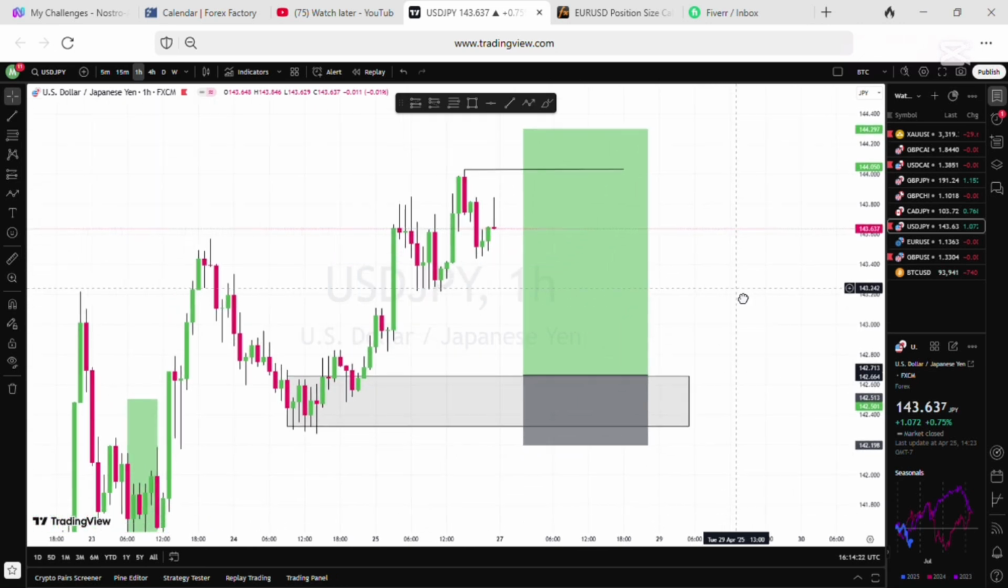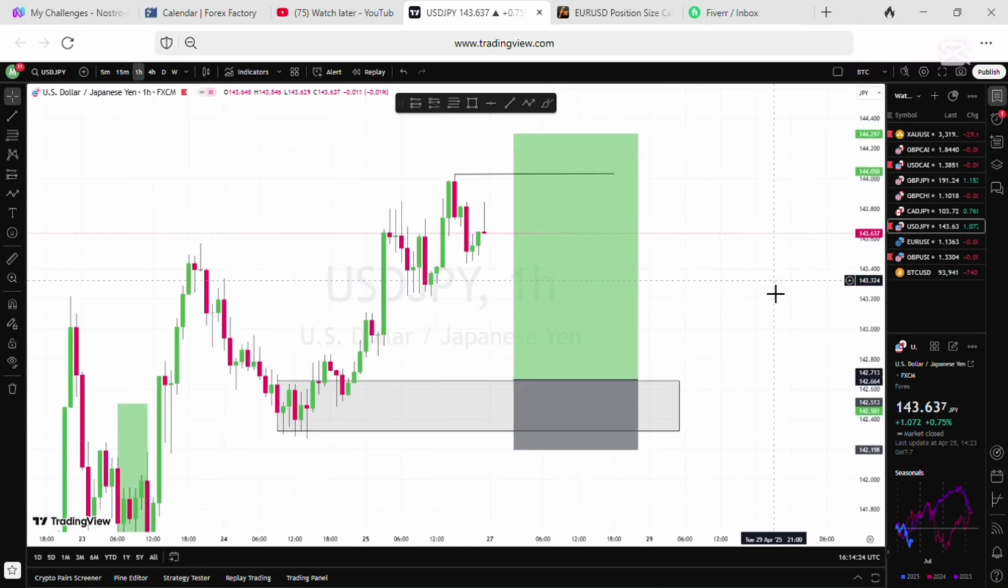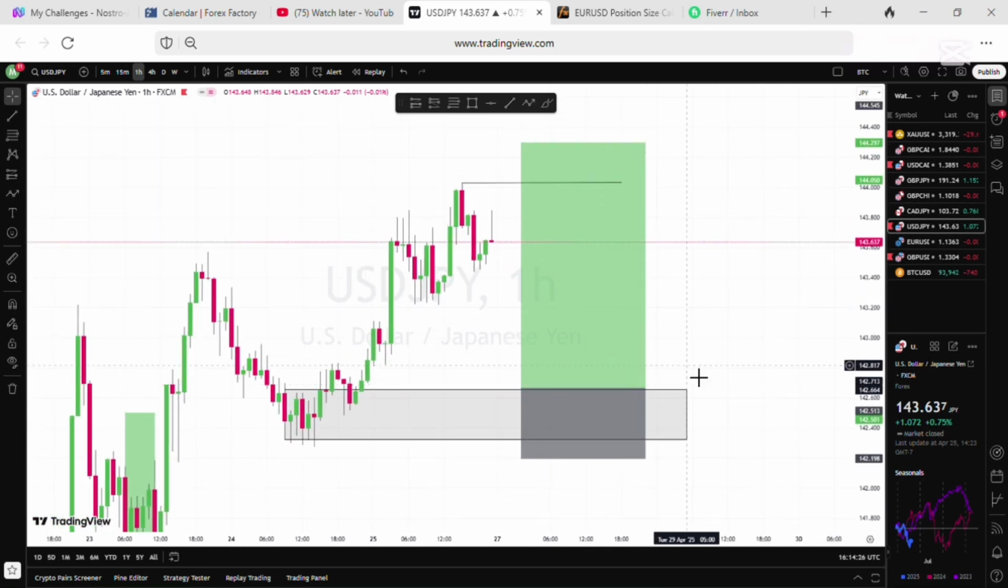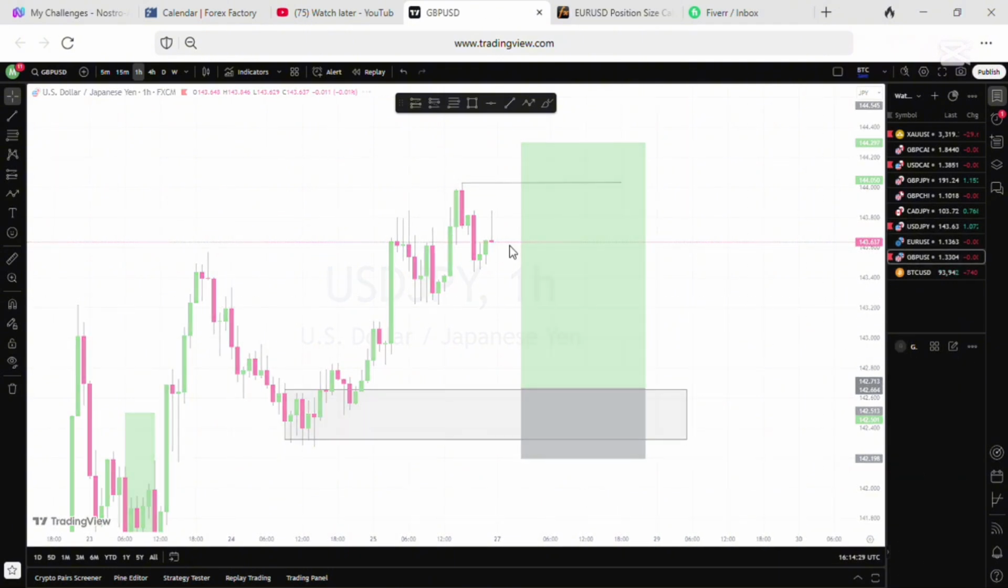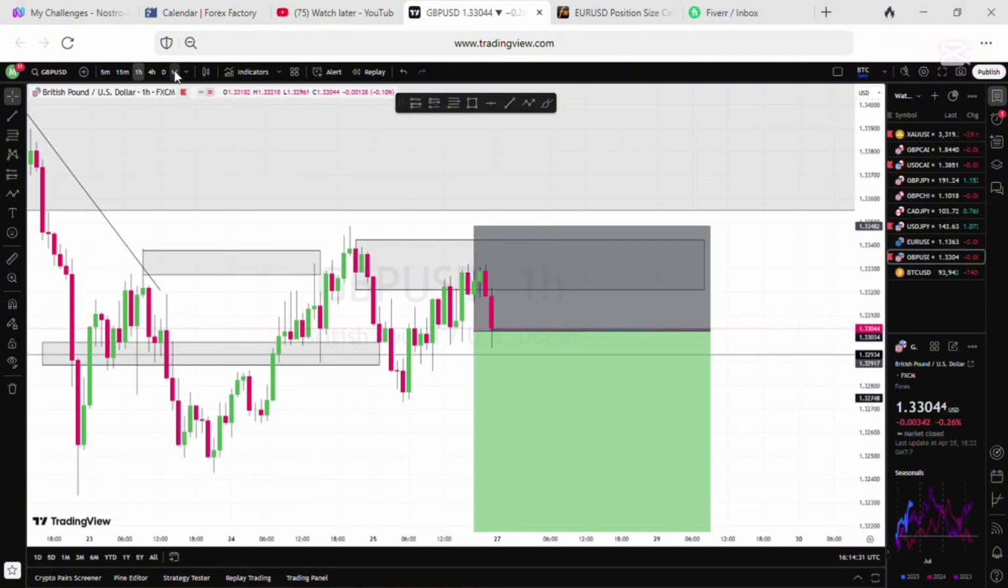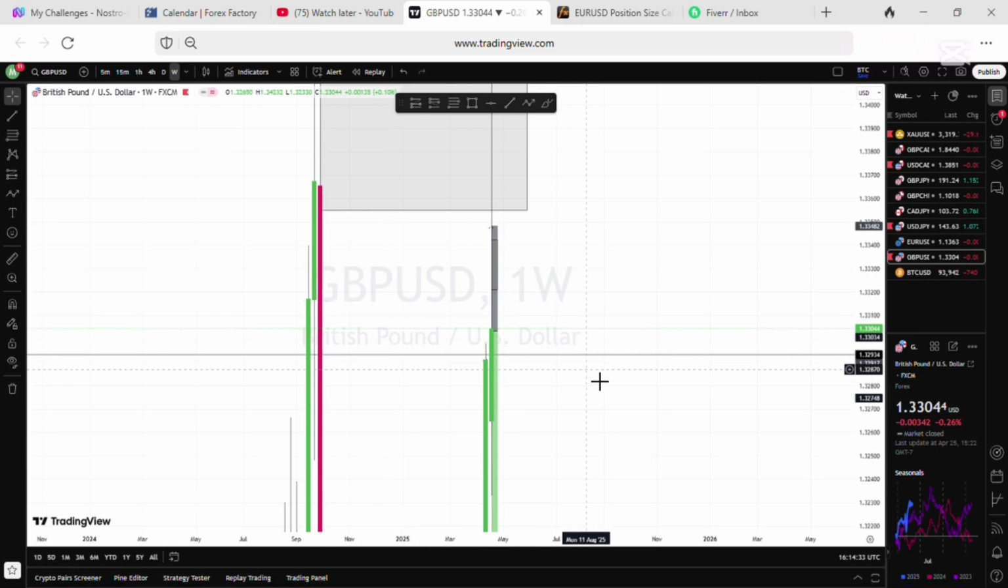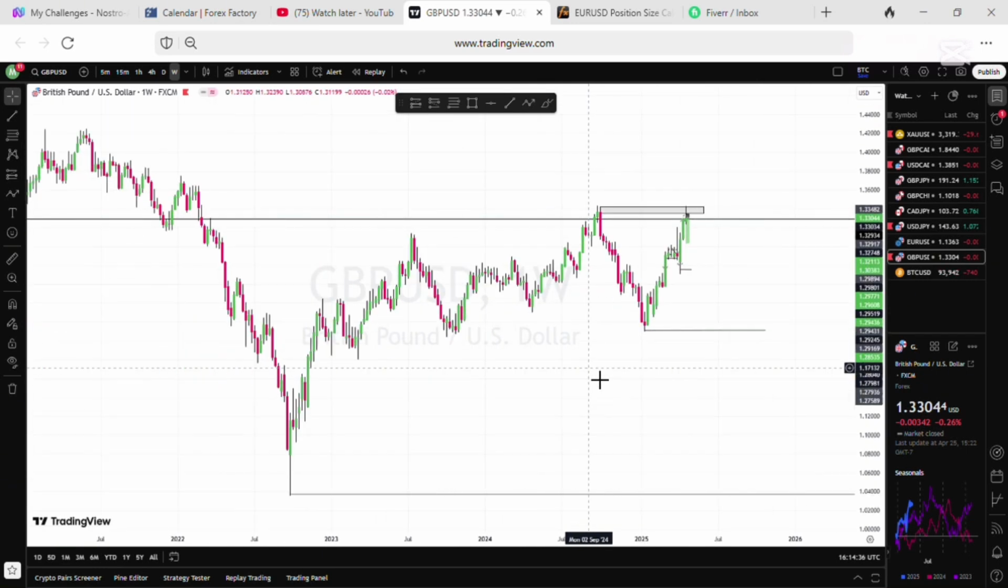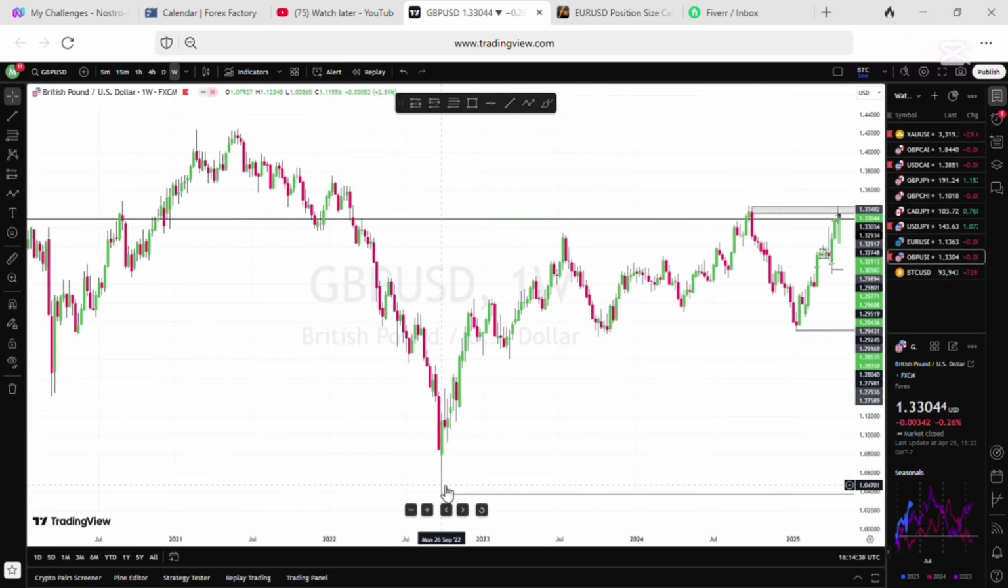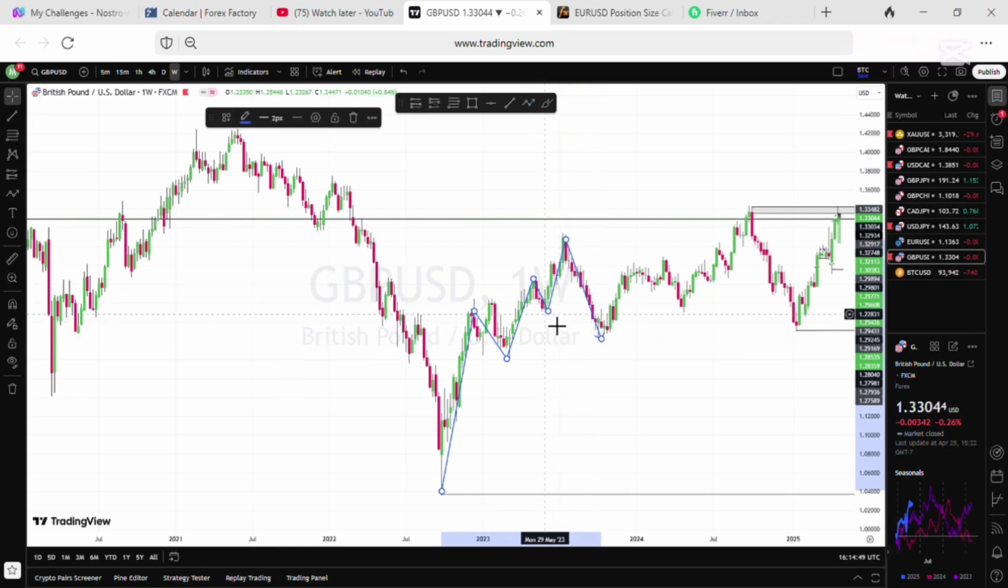So wait for this market to play out and see how it does. And going back to the GBP USD, let's go down to the weekly time frame. On the weekly time frame, it's bullish. As you can see, it has been breaking highs all the way from here to here to here, and then you noticed it did a break of structure to the downside, which was this one here.